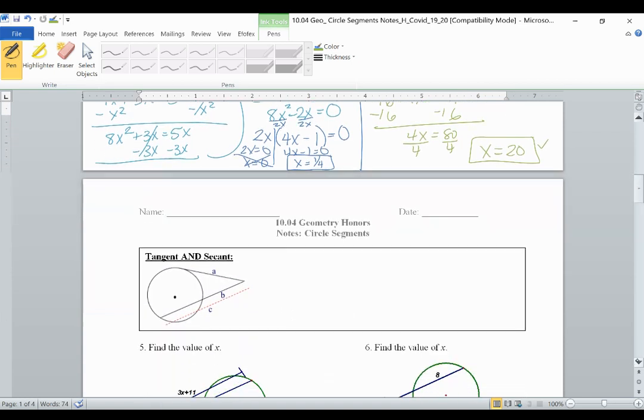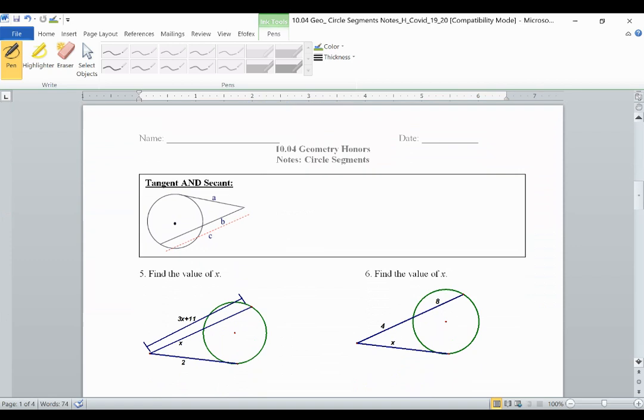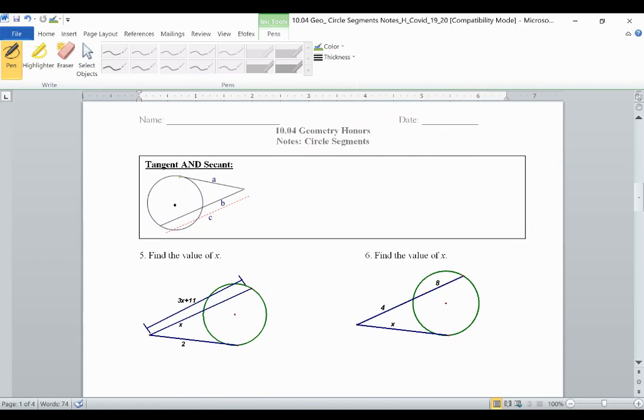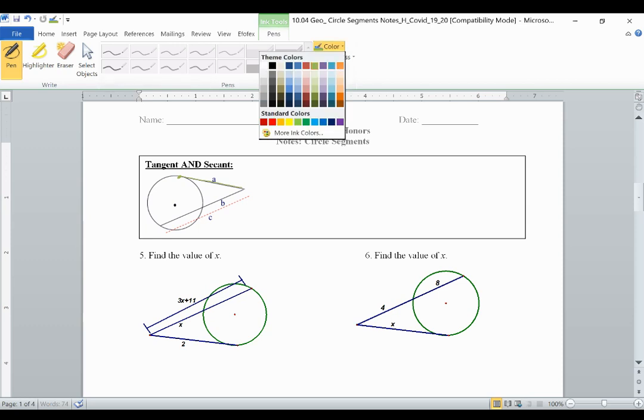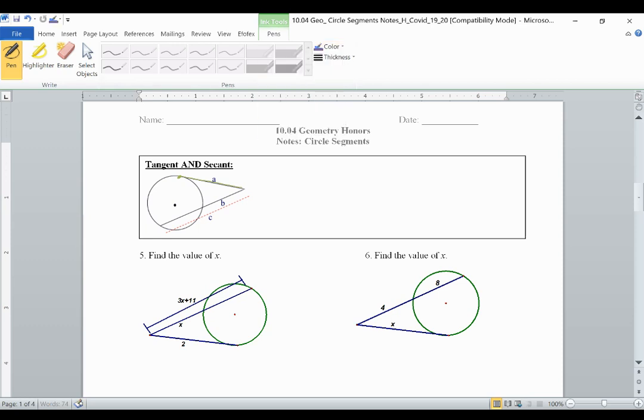Next rule is called the tangent and secant rule. Why? Because it's made up of a tangent, which remember hits the circle exactly one time, and then a secant, which is what we just talked about, and a secant cuts through the circle 2 times. So it's going to hit that circle twice. Versus a chord would have stopped right here and just been completely inside the circle. A secant goes outside the circle as well.